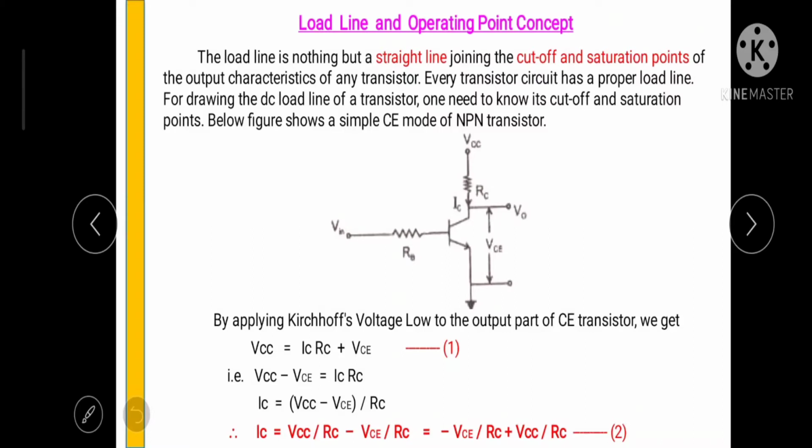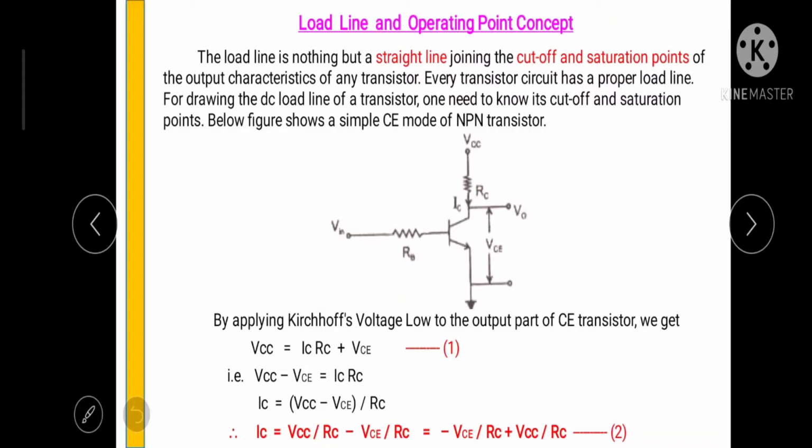The load line is nothing but a straight line joining the cutoff and saturation points of the output characteristics of any transistor. Every transistor circuit has a proper load line. For drawing the DC load line of a transistor, one needs to know its cutoff and saturation points. Below figure shows a simple common emitter mode of NPN transistor.